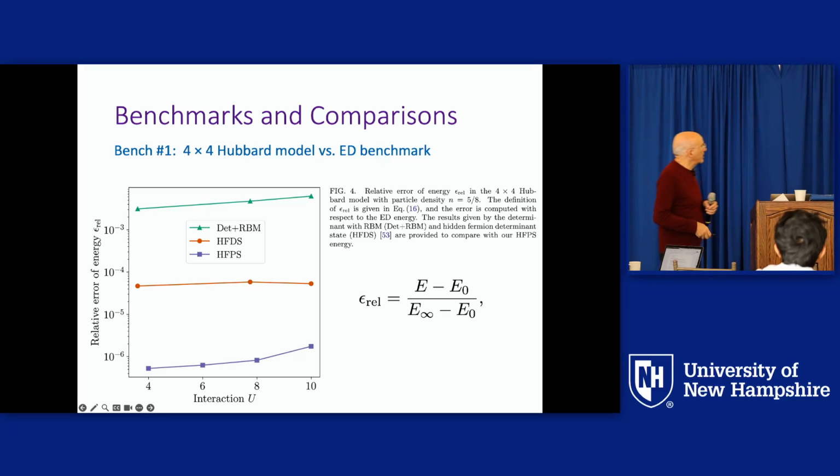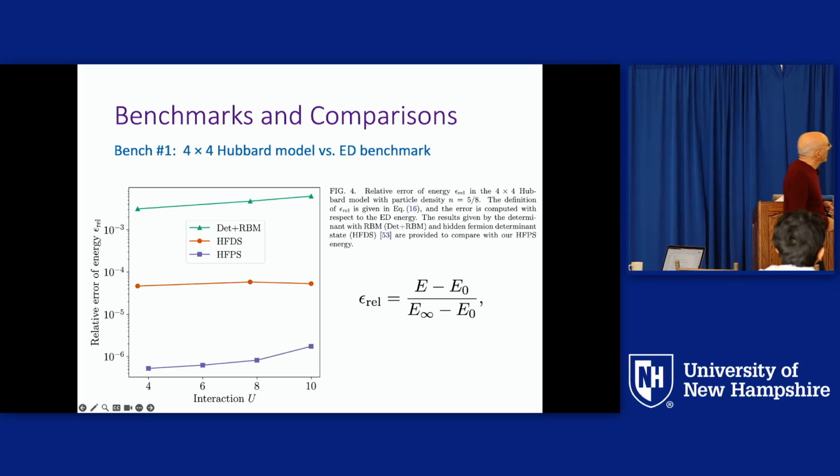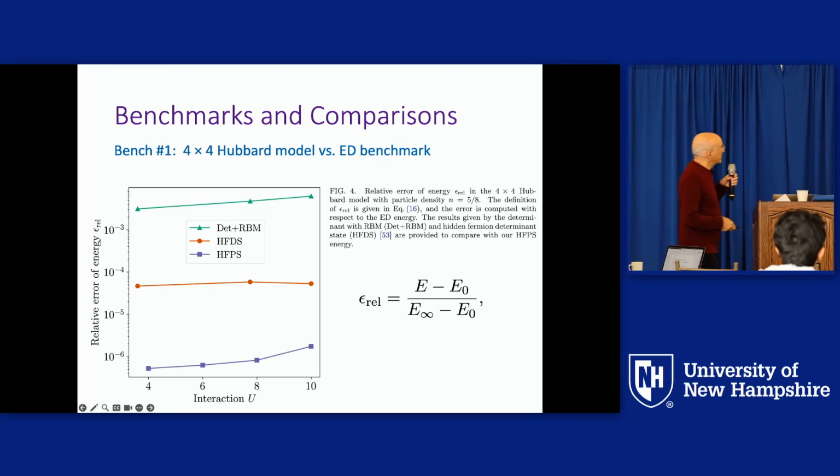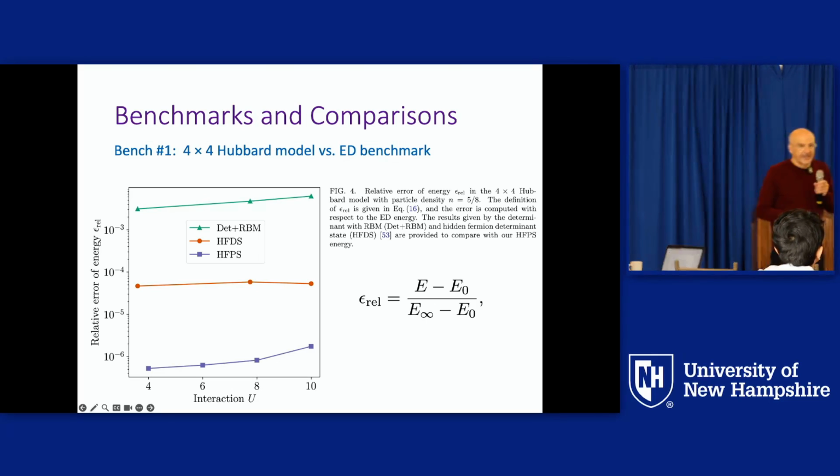And here are a few examples. So we start with a, say, toy model, which is just the 4x4 Hubbard model at around quarter filling. And what you see here is the relative error on the energy. So, of course, we can do ED for 16 sites, so that's a good benchmark. The relative error of energy is defined in this way: this is the energy we find minus the ED ground state energy, normalized to the energy of the infinite temperature state minus the ground state energy from ED.